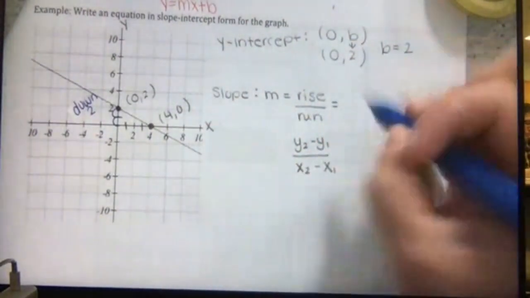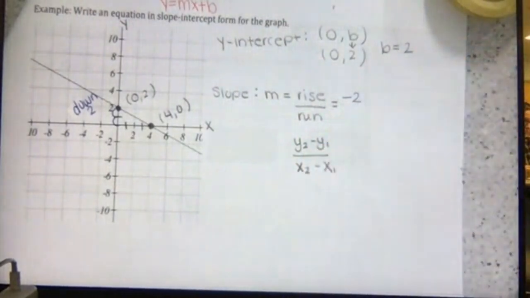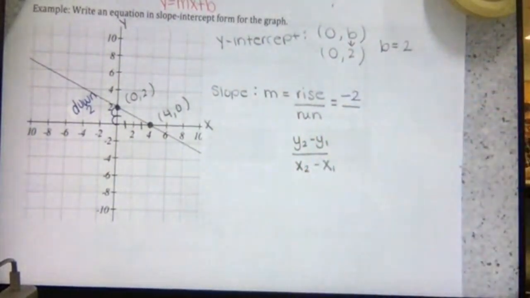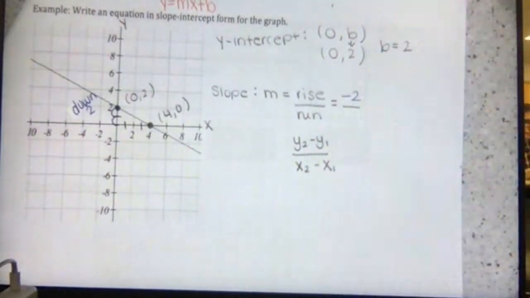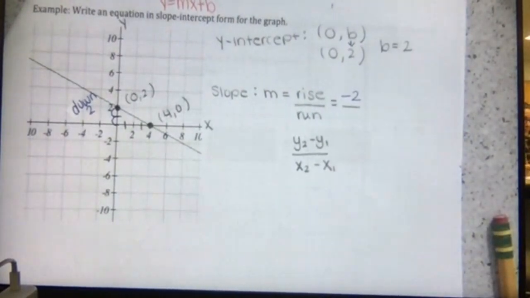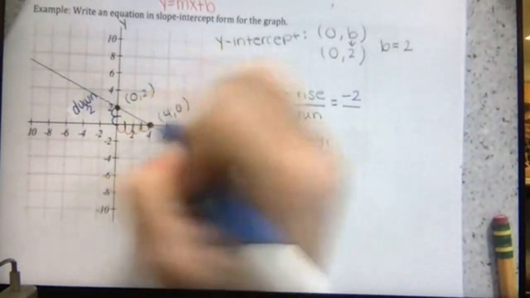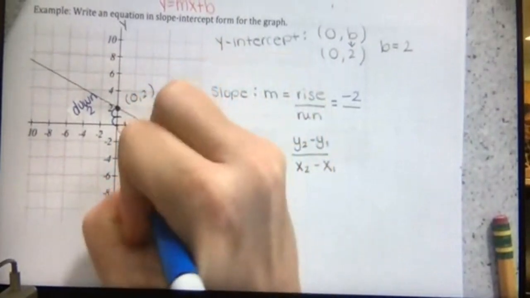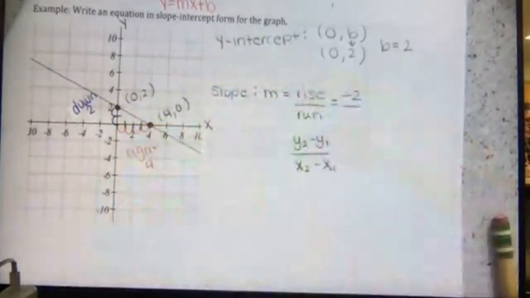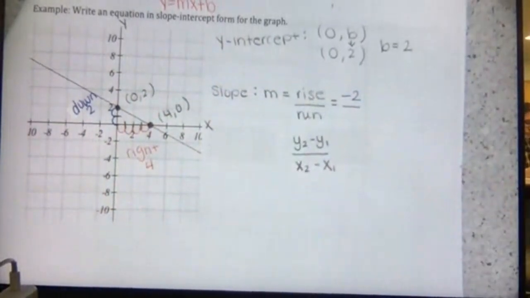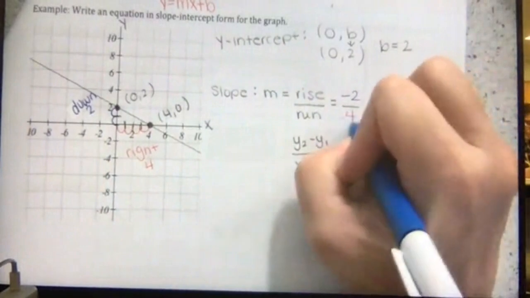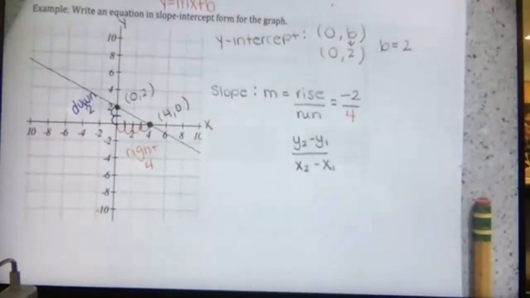So down means -2. Down is in the negative direction, so down is -2. So we went down 2. How much are we running? Running means left and right. So I'm going to go down 2 and then over 1, 2, 3, 4. So I went to the right 4. To the right is in the positive direction, so my run is going to be +4.